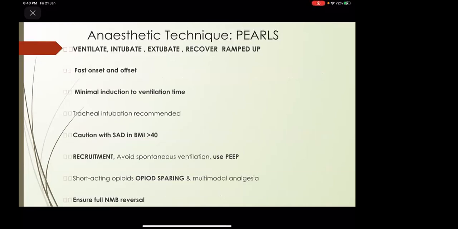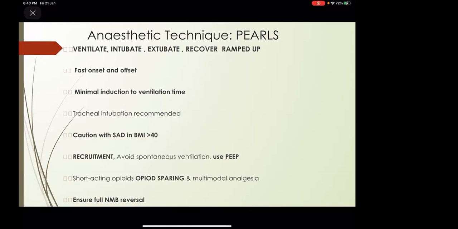So what are the pearls? The pearls are ventilate, intubate, extubate, and recover ramped up. Use drugs which have faster onset, offset, or those which can be reversed easily. Minimal induction to ventilation time to prevent desaturation. Tracheal intubation is recommended because electively, if you intubate, then it's always better than an emergency intubation situation arising.